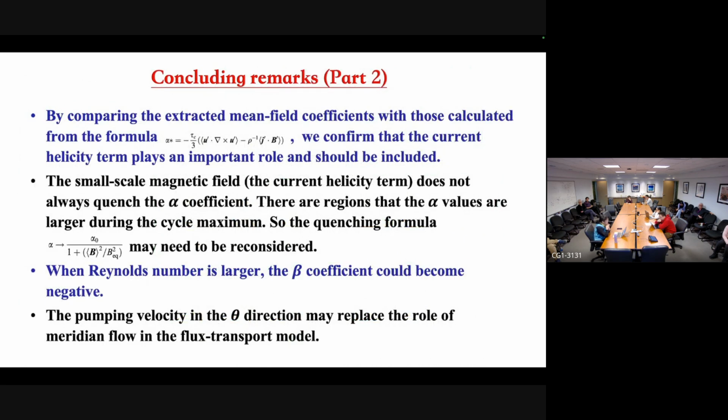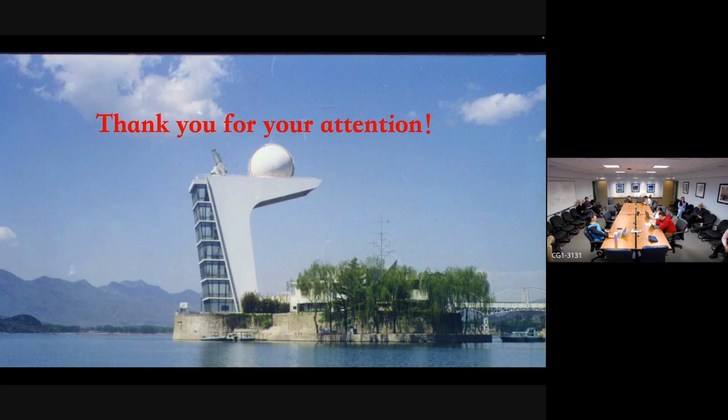So the concluding remarks of this part 2 are that, by comparing the extrapolated mean field coefficients with those calculated from this formula, we confirm that the current helicity term plays an important role and should be included. And the small scale magnetic field, basically I'm referring to the current helicity term, doesn't always quench the alpha coefficients. There are reasons that the alpha values are actually larger during the cycle maximum. So the quenching formula, like this one, may need to be reconsidered. And when the Reynolds number is large, the beta coefficients could become negative, and the pumping velocity in the theta direction may, and I say may, since I'm not sure yet, replace the role of meridional flow in the flux transport model. So I stop here. Thank you for your attention.